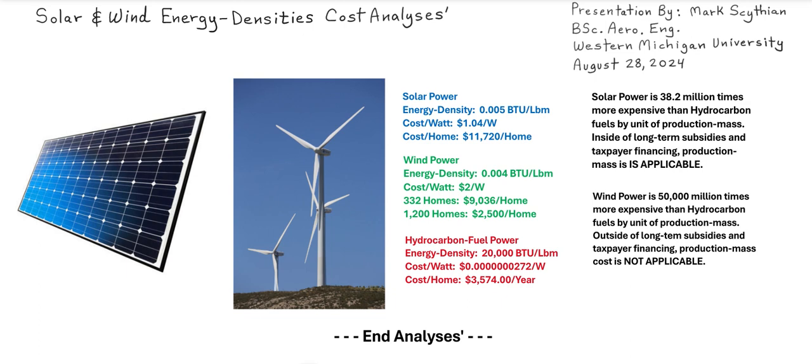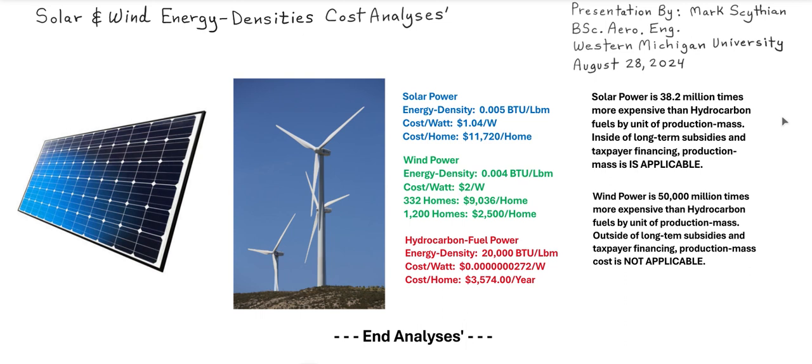So we have these values set together, but a very interesting part of the analysis is that solar power is 38.2 million times more expensive than hydrocarbon fuels by unit of production mass. Okay, we're talking about every molecule required to make these technologies. So that's a base value of 38.2 million times. One may argue it would take 38.2 million taxpayers to pay for 1 million solar users, but it could be, but it's not necessarily that linear relationship.